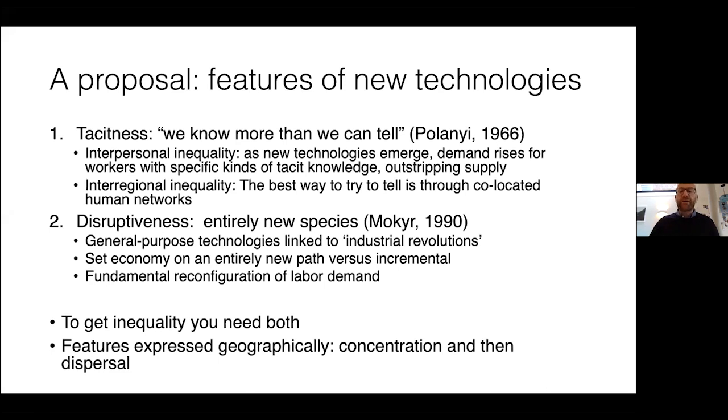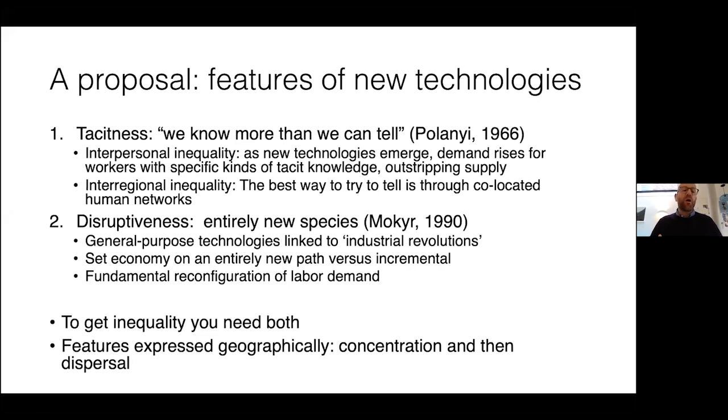Another feature of technology that we're interested in distinguishing is technology's potential disruptiveness. And here we're leaning on ideas that come from economic historians. And I really like Joel Mokyr's very evolutionary language around mutations that generate entirely new species that set the economy on a new path. And so here we're thinking about general purpose technologies linked to industrial revolutions.